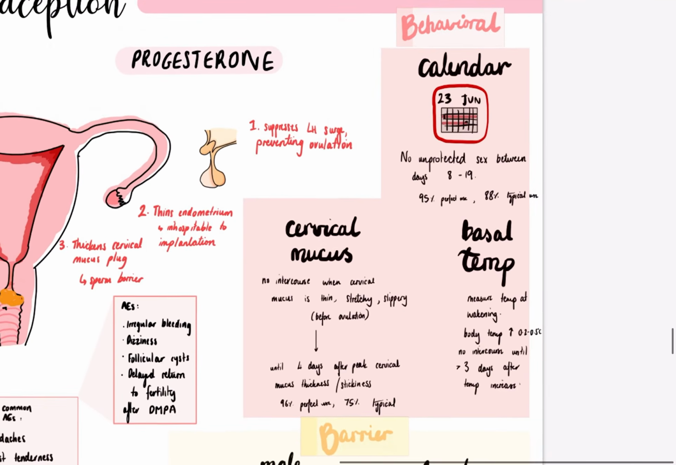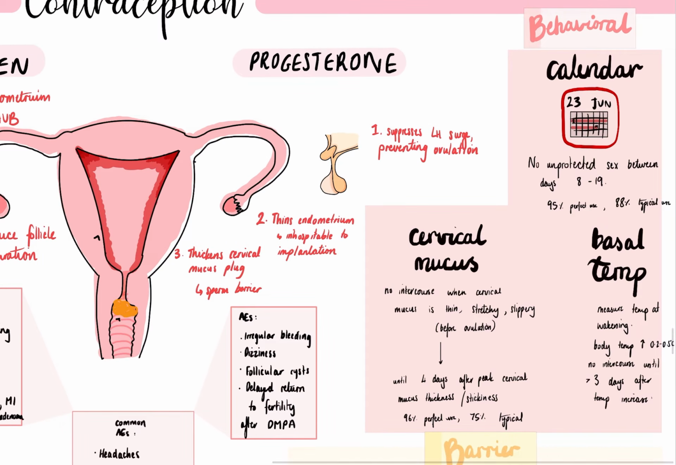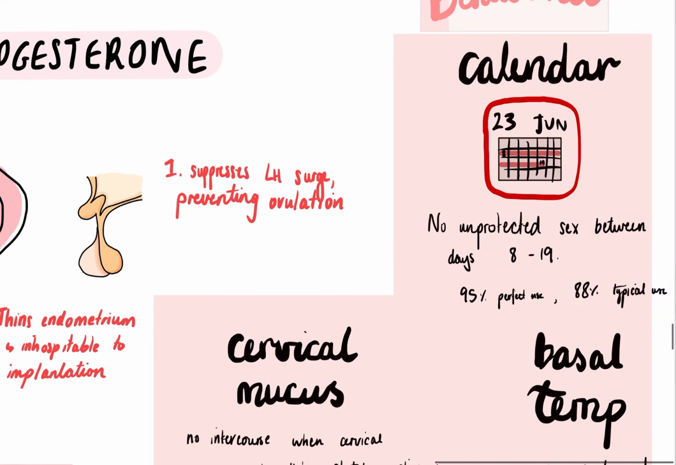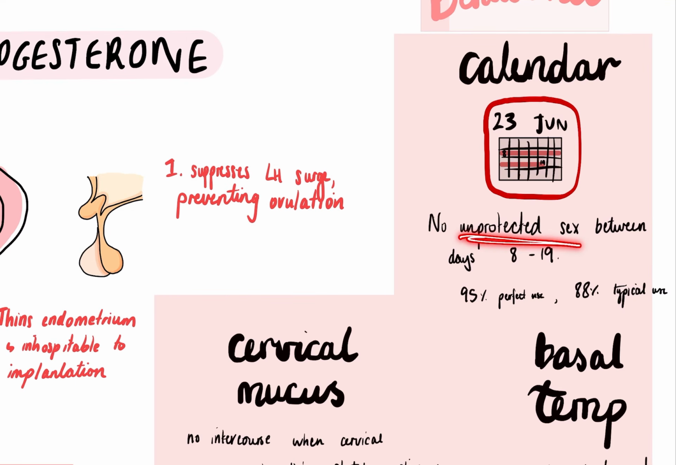Now, moving on to some behavioral methods of contraception. These are very interesting. I was reading about them. The main one, which you may have heard about, is the calendar method. By tracking your periods and knowing exactly how long your cycle is, you can determine which days you are fertile or which days are around your ovulation period. Based on your tracking, you should not have any unprotected sex between days 8 to 19 of your cycle.